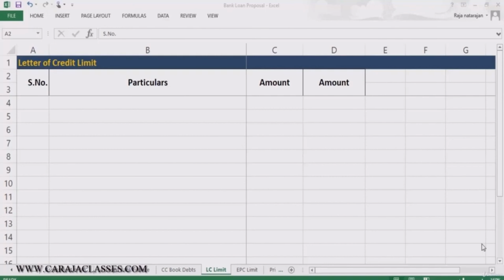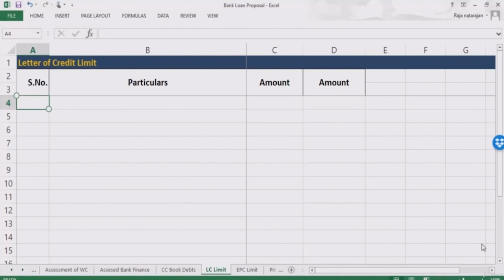Let's move on to assessment of letter of credit limit. We know letter of credit is a facility which is given by the bank to enable its customer to buy goods on credit from his supplier. That is, the bank will be issuing a letter of credit in favor of the supplier, so that the supplier will sell goods on credit to the bank's customer. So how is this facility assessed?